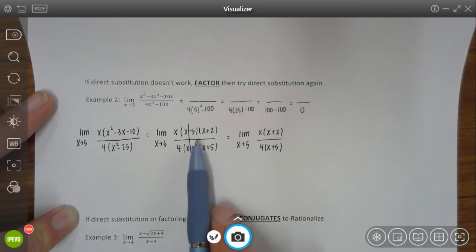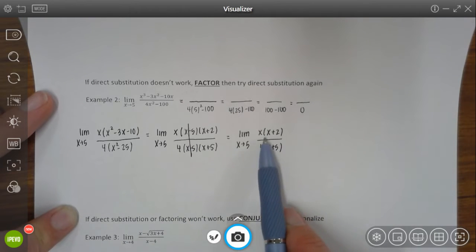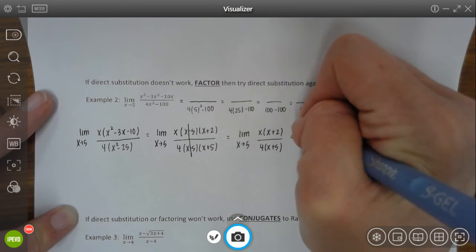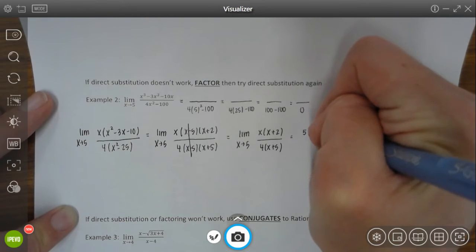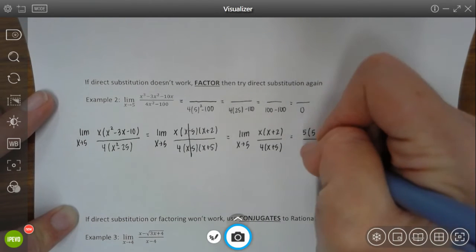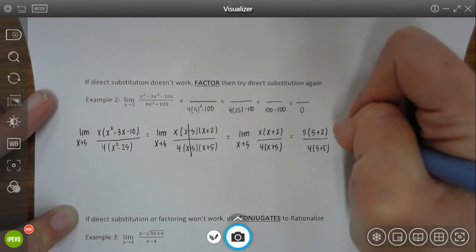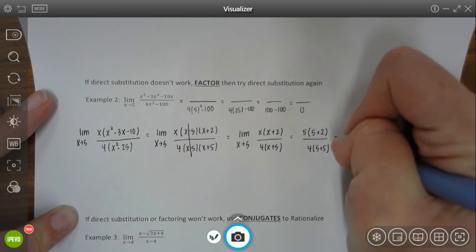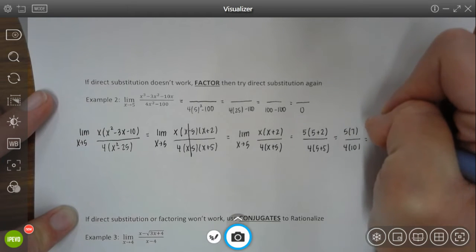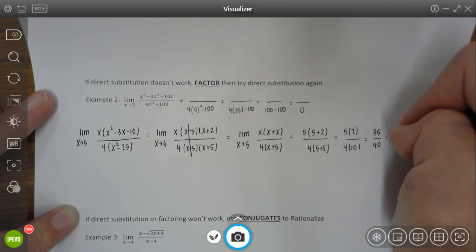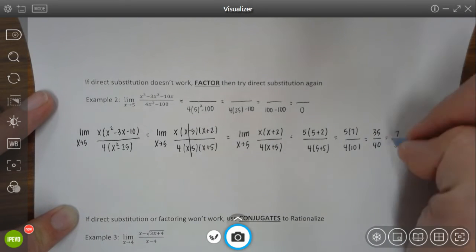And once I've factored out and canceled, now what I'm going to do is go ahead and plug the 5 back in there again, and hopefully that's not going to give me something that's 0 in the denominator. So I'm using direct substitution at this point. So 5 times 5 plus 2 over 4 times 5 plus 5. So that'll give me 5 times 7 over 4 times 10. So 35 over 40. And I can simplify that to 7 over 8.